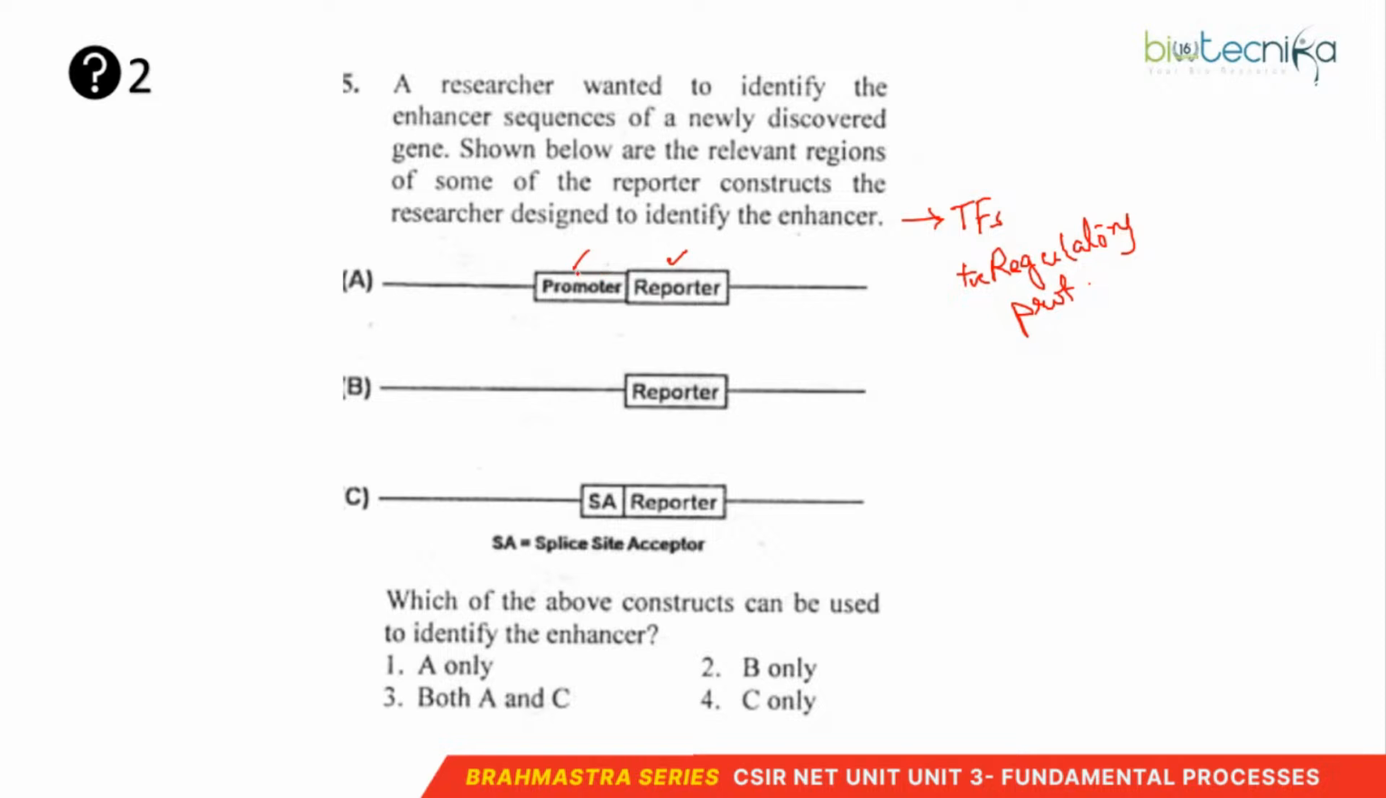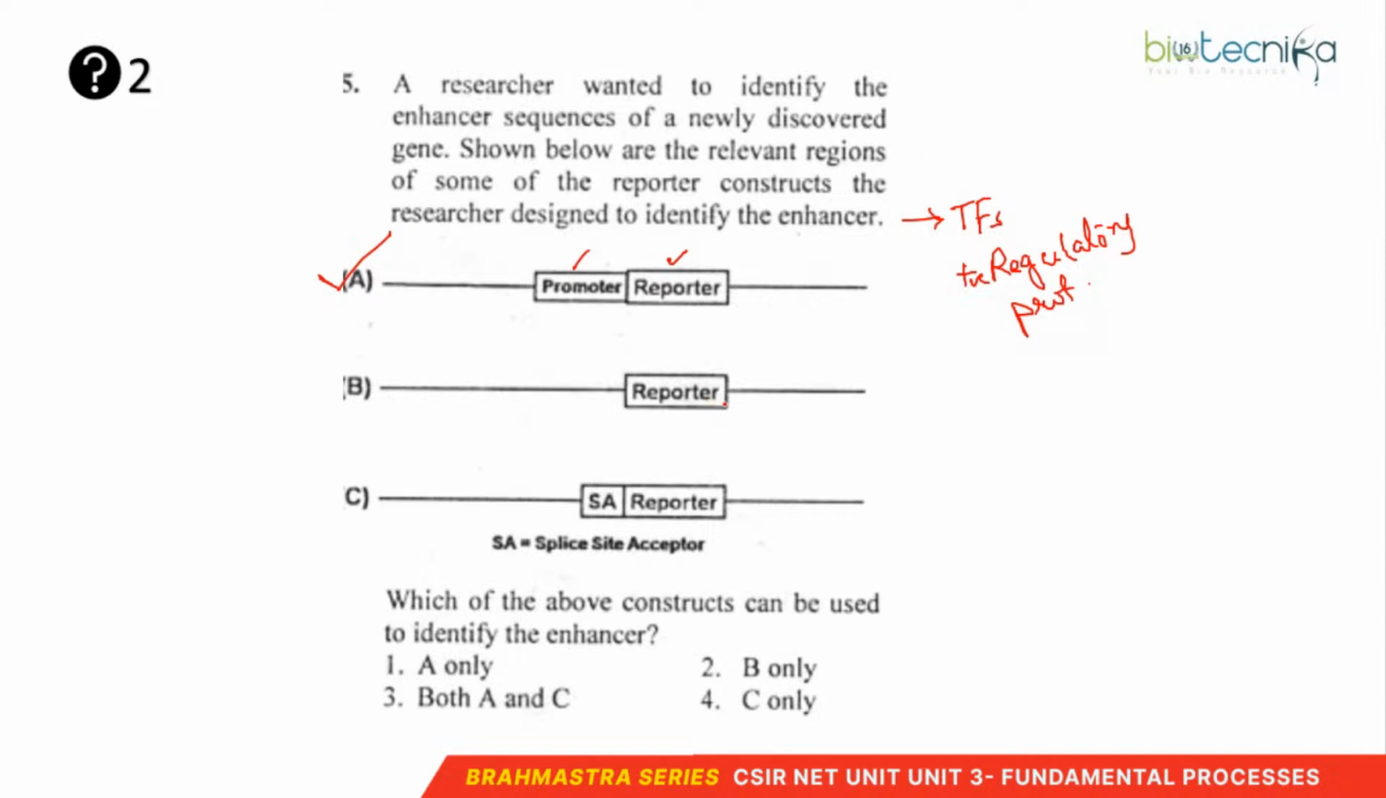So obviously you need to have a promoter before that, okay. Promoter sequence is a place where your transcription factors are going to bring the RNA polymerase, right? And RNA polymerase is going to begin the transcription. And enhancer, as we know, activates the transcription. Okay, so this construct can be accepted. This kind of construct can identify the functionality of the enhancer.